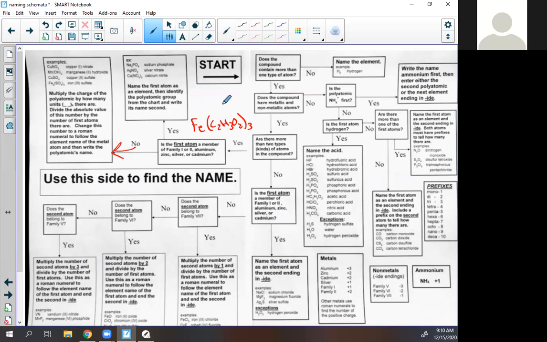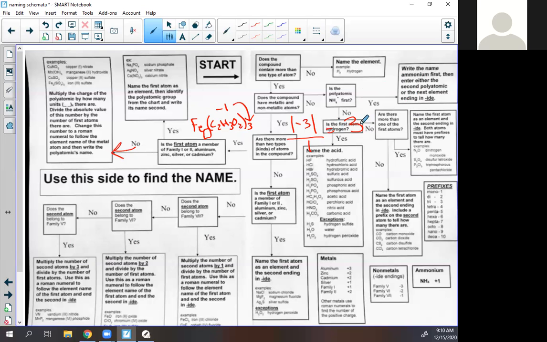I'm going to take the charge of acetate, which is -1, and I'm going to multiply it by that number. All right, that's the same thing we've been doing over here. That's -3. Then to make it a positive answer, I take the absolute value of it, and then I divide by the number of first atoms. Now, look, the number of first atoms is not always 1. It's just in this example it has been, or in these 3 examples it has been.